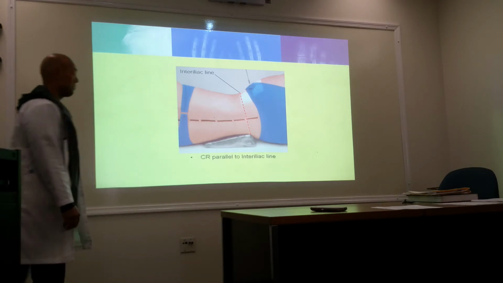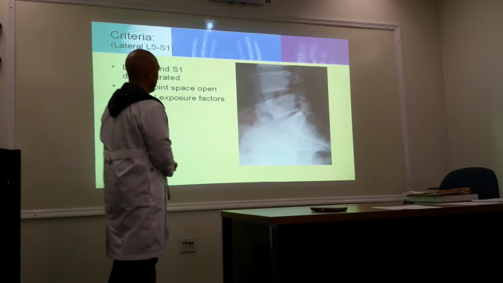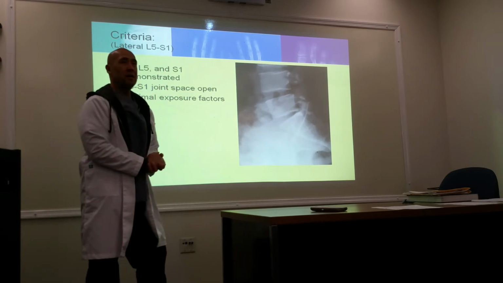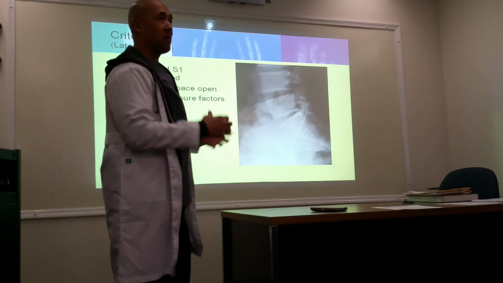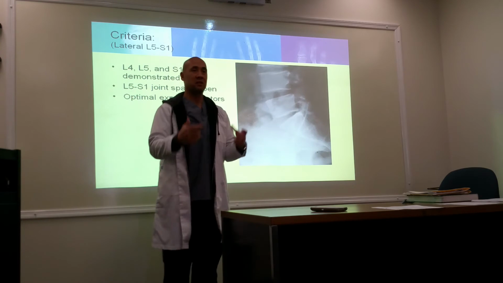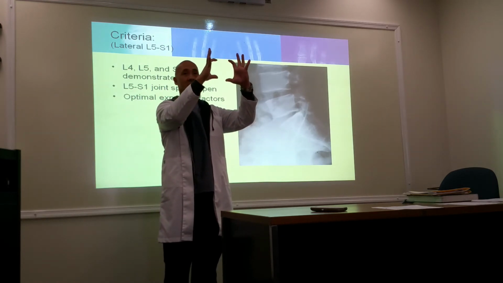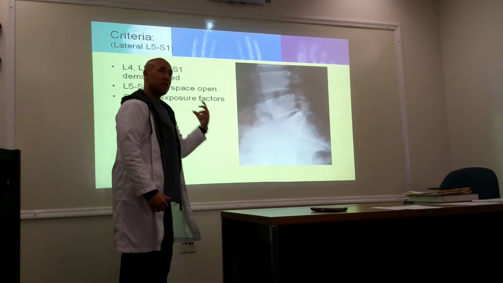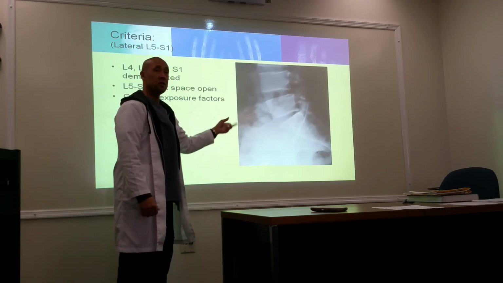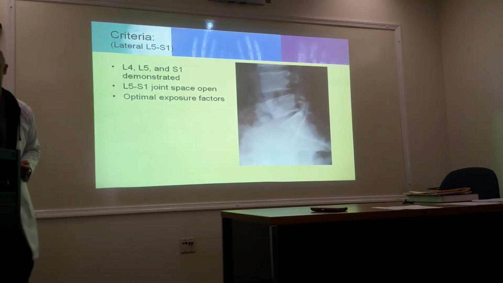So L4, L5, and S1 should be demonstrated with the joint space open. Again, because we're shooting through a very thick, dense mass, we have to be mindful about collimation. So we're not collimating to the size of the image receptor. You're collimating to maybe a 4x4 or a 5x5, or 3x3? It's very small, because again, thick, dense, a lot of scatter radiation, and it's also by the gonads. So we want to minimize any type of exposure.